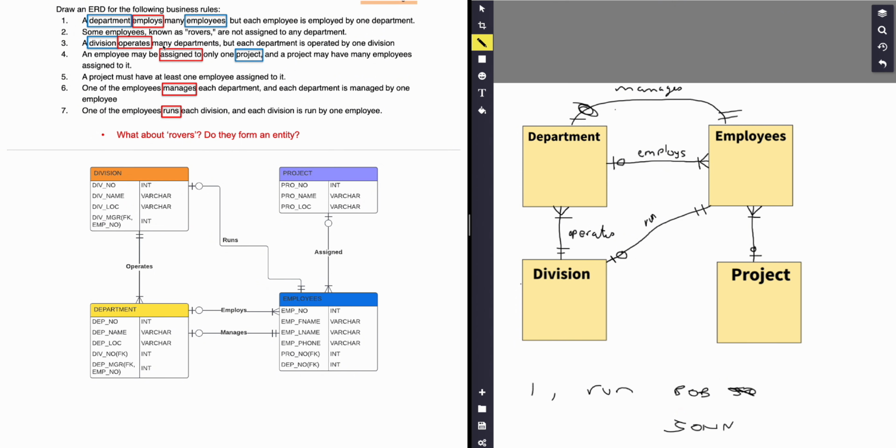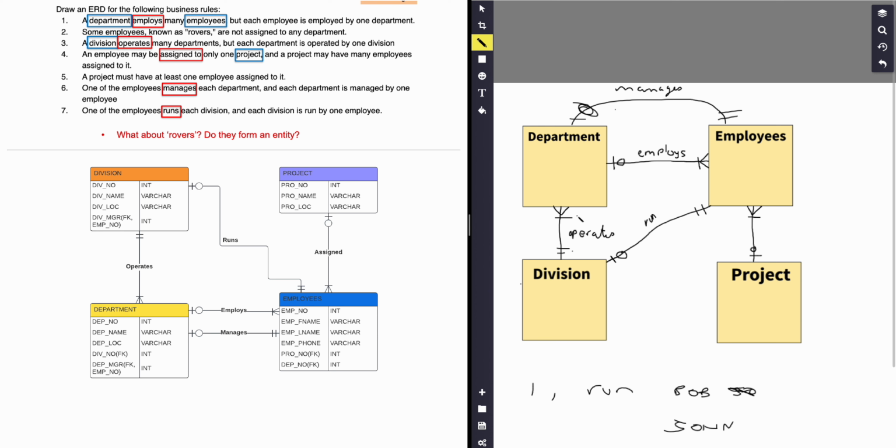It says a division operates many departments, but each department is operated by one division. There you go. Each department is operated by one division, so one and one only division. It says operates many, so we're assuming here, based on an assumption, that this particular relationship here is mandatory.